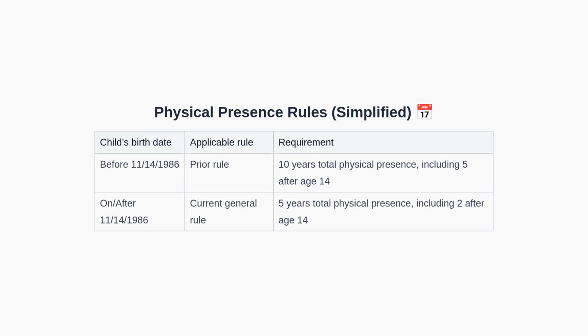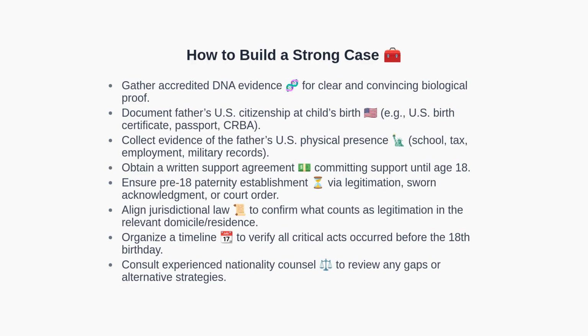These rules can involve nuances and exceptions, so it is important to verify the exact requirement based on the child's birth date and any statutory amendments or interpretive guidance. Here are practical steps to assemble a compliant case. First, obtain accredited DNA testing to provide clear and convincing proof of a biological relationship.